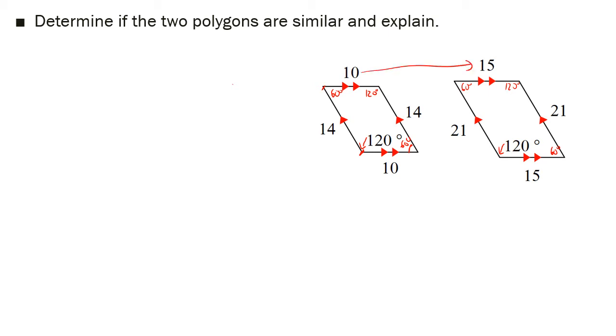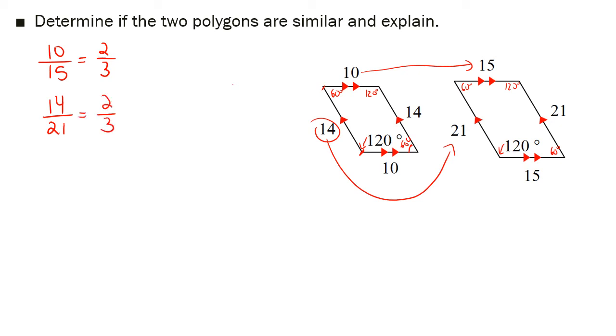So 10 to 15 reduces to 2 over 3. 14 to 21, reduce it by 7, you get 2 over 3. 10 over 15, once again, gets us that 2 over 3. And 14 over 21 gets us 2 over 3. These polygons are similar. They all create the same similarity ratio, and their corresponding angles were congruent.